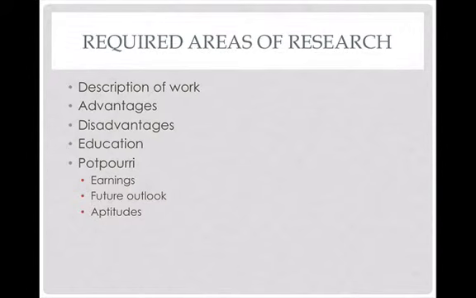Just a quick reminder, you are going to be asked to research these 5 areas for each of the 2 careers that you've selected. So if you select a teacher and a lawyer as your 2 careers, you're going to research the description of work, and you'll determine what the 3 main areas for description of work are, and you'll have those on your outline with your evidence and explanation. Same thing for advantages, 3 disadvantages, 3 areas of education, and then the final area that we've given you we call potpourri, and we actually predetermine for you what those 3 areas are going to be.